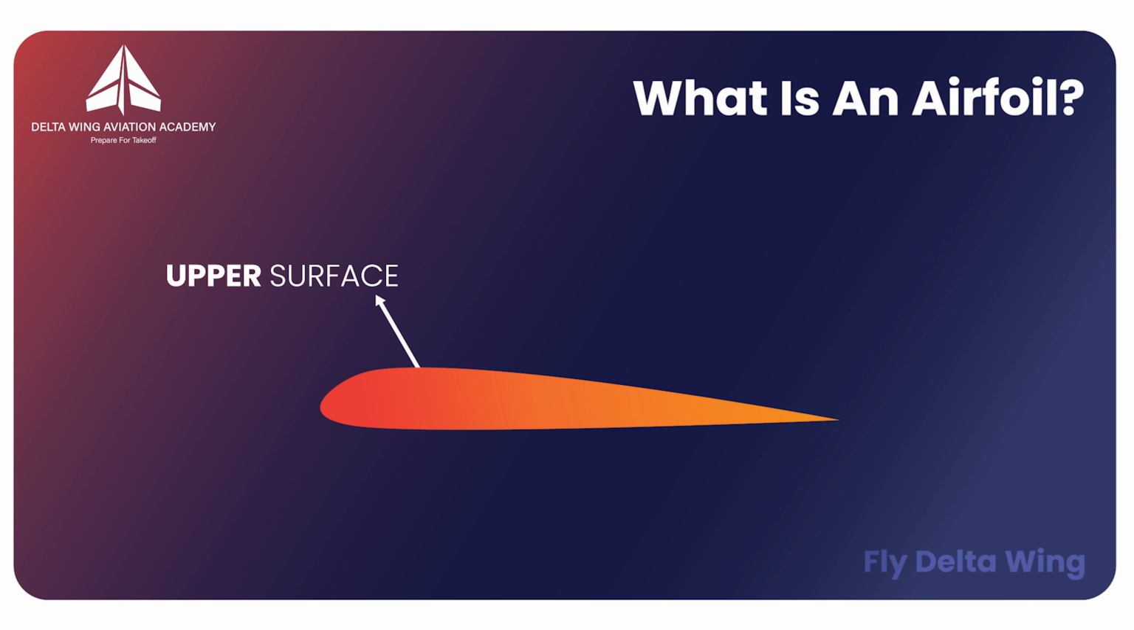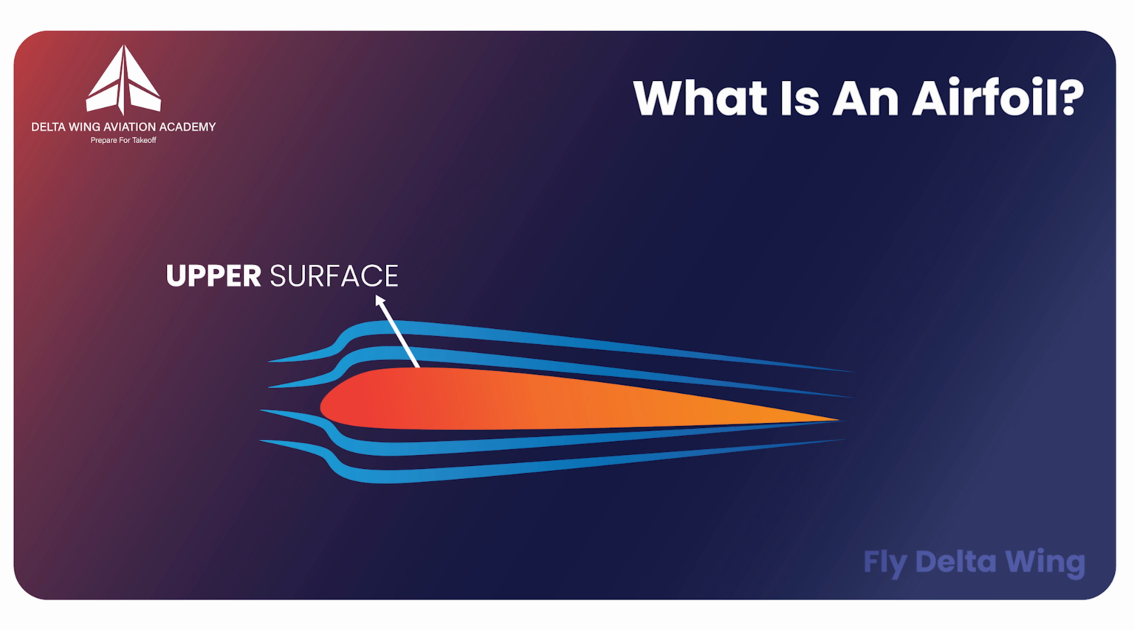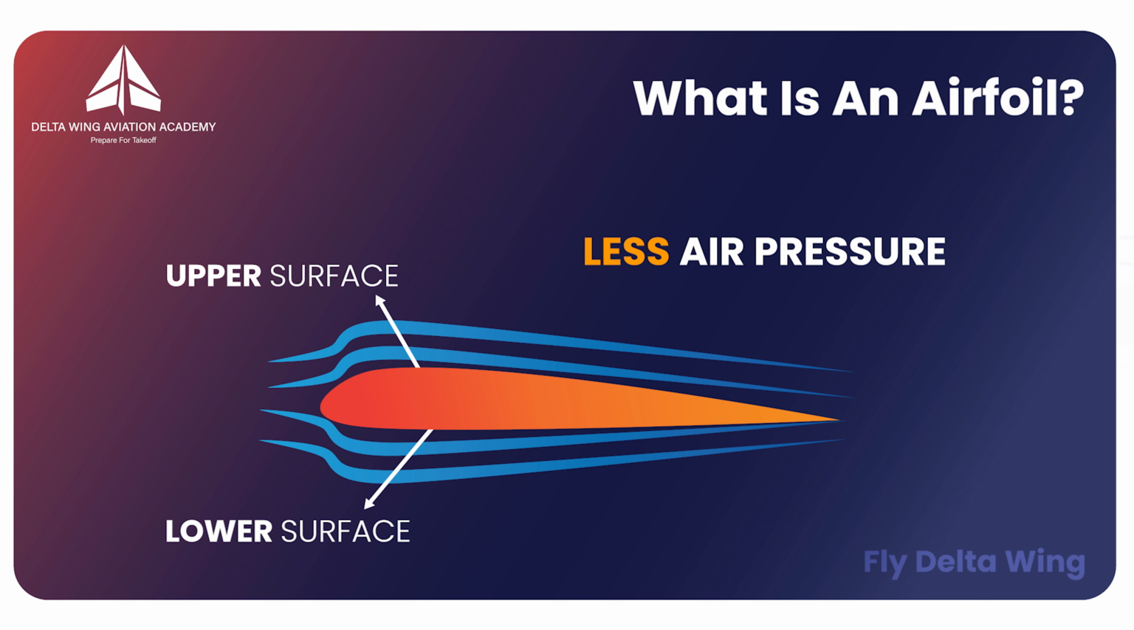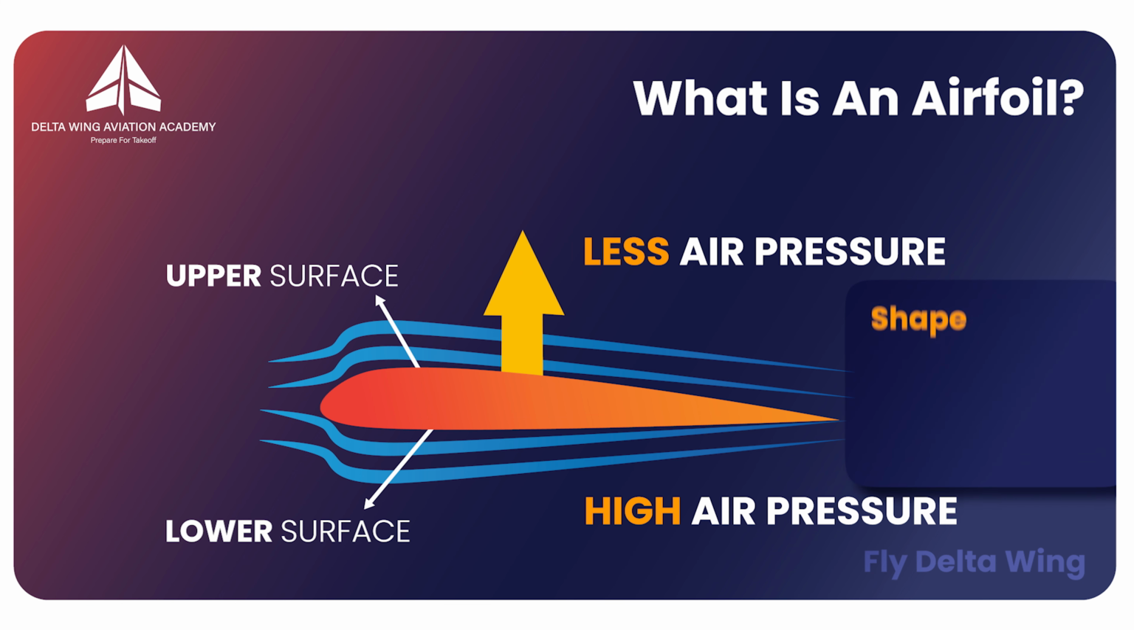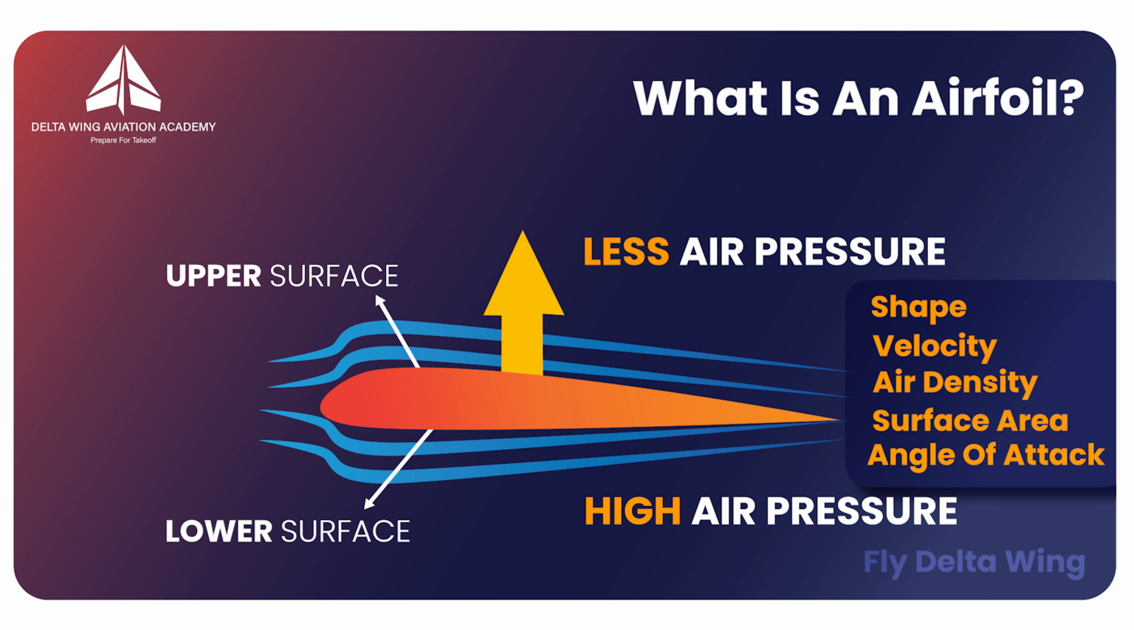On the upper surface of the airfoil, the flow is faster than the flow on the lower surface. So the air pressure over the top surface of the airfoil is less than the air pressure under the bottom surface of the airfoil. This creates the lift force. The lift depends on the shape of the airfoil, velocity, density of air, surface area, and angle of attack of the airfoil. Now let's look at some terms and definitions associated with an airfoil.